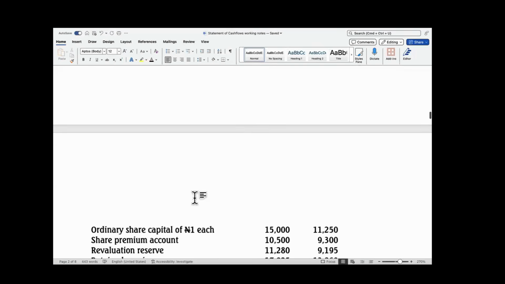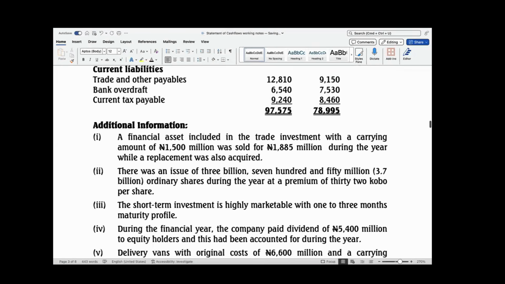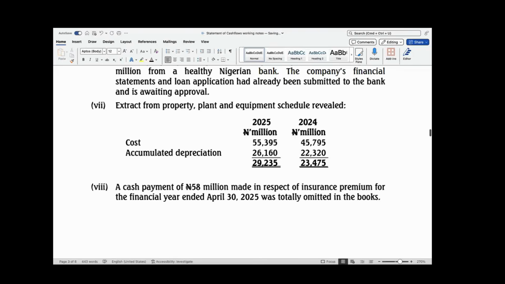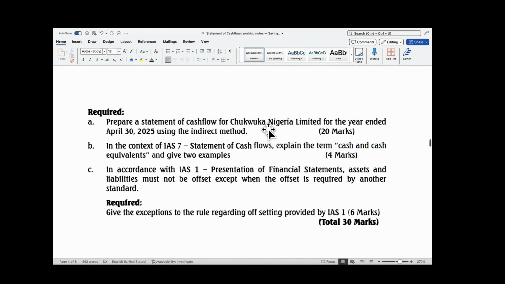It's not a statement of cash flows they are asking about. Then they gave us all that, and some additional information. And we're asked to prepare the statement of cash flows for Shukuka Limited. And they said, in the context of IAS 7, explain cash and cash equivalent and give 2 examples. I think I already told you this today.